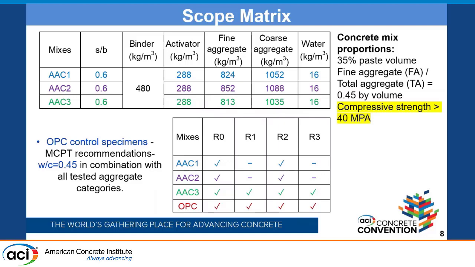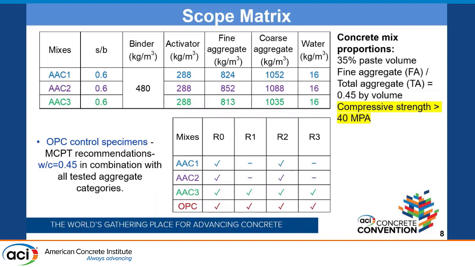To establish the OPC control specimens, to check how better or how worse our systems are in comparison with the OPC controls, we have used the same MCPT recommendations for OPC, that is a water to cement ratio of 0.45, and we have tested them against all the aggregates. This is the test matrix which we have used.